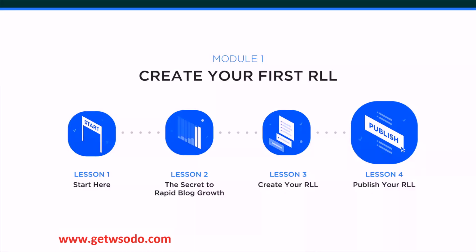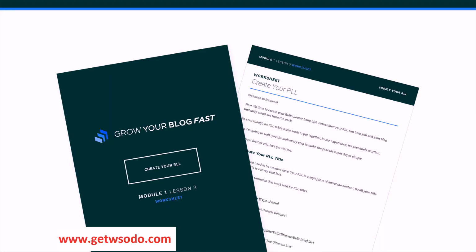To quickly recap, you learned that great content isn't written, it's assembled. I also showed you how to assemble your first ridiculously long list. And in the next lesson, I'll show you how to finalize your RLL and get it ready for publication. But right now, you probably already know what time it is. It's worksheet time. In the worksheet below this video, I'll help you assemble your RLL step by step. I'll also give you a few extra tips and techniques that I didn't have room to cover in the video.